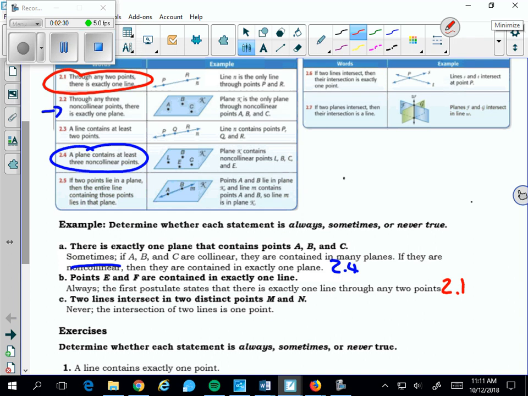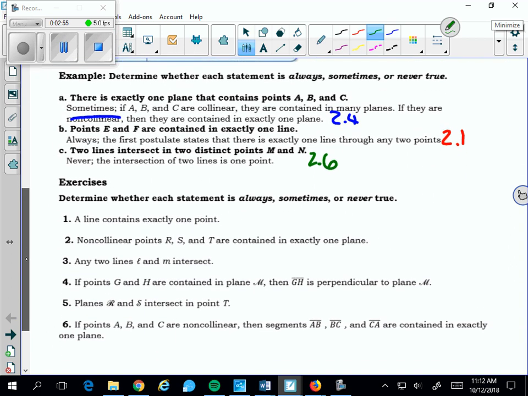And then the last one there, 2 lines intersect in 2 distinct points, M and N. Answer being never. The intersection of 2 lines is 1 point. And I can see that here. 2.6 tells me if 2 lines intersect, then the intersection is exactly 1 point. And that's kind of common sense. We've done that before. So let's move down here.